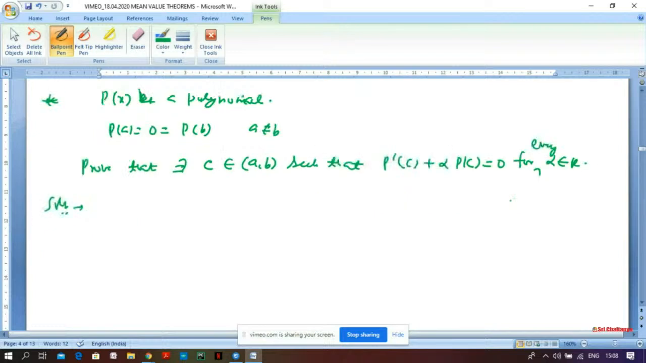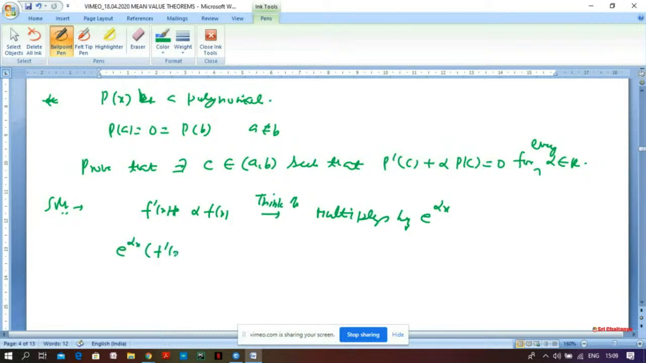Now, there is something called an integrating factor. When you see something like f prime x plus alpha times f x, think of this, we did it in one of the lectures, think of multiplying by e to the power alpha x. That comes from differential equations, but still it is correct. So e to the power alpha x times f prime x plus alpha f x, at least you can quickly check, this equals d by dx of e to the power alpha x times f x. That's what makes it work.